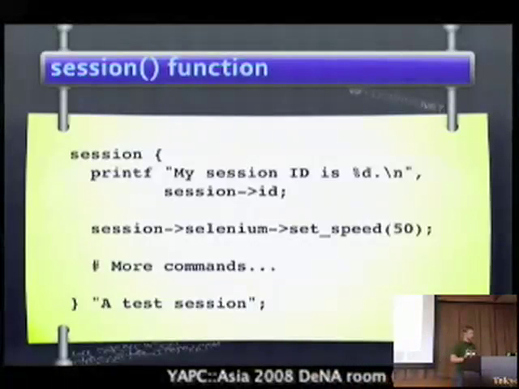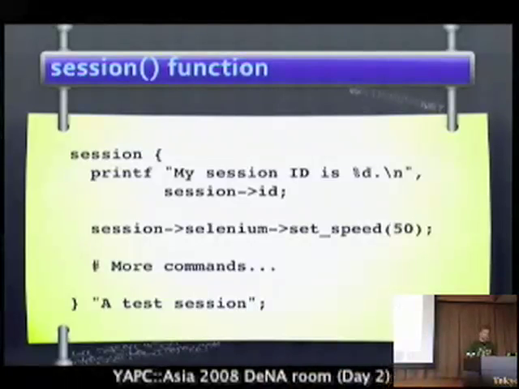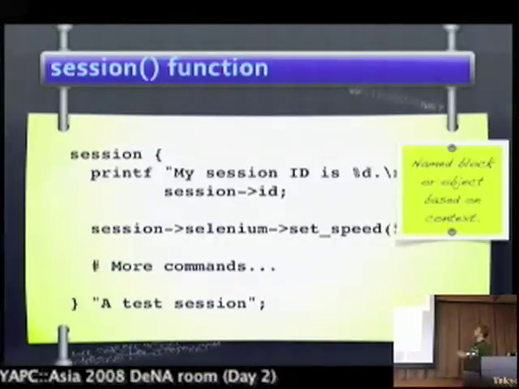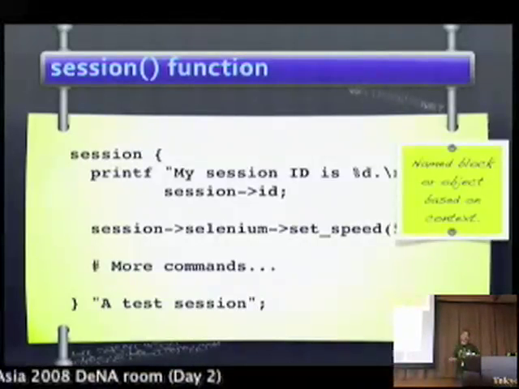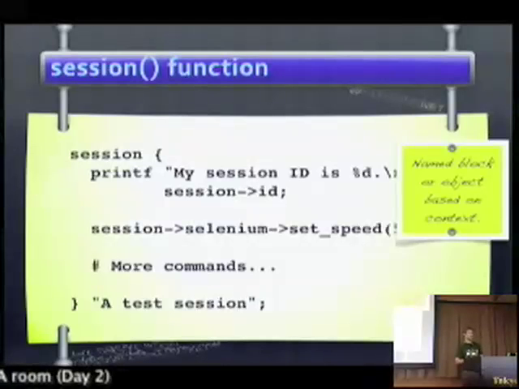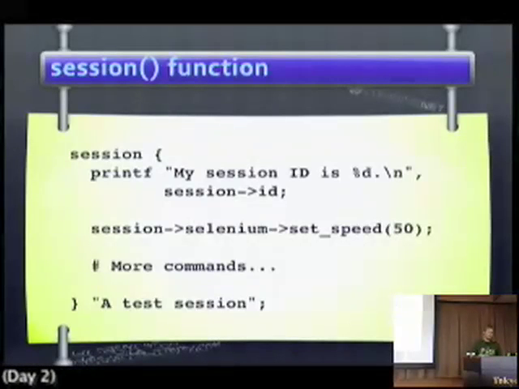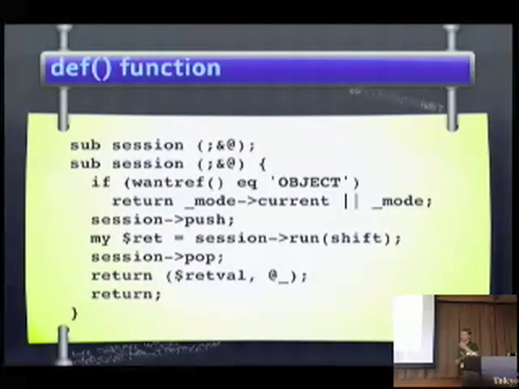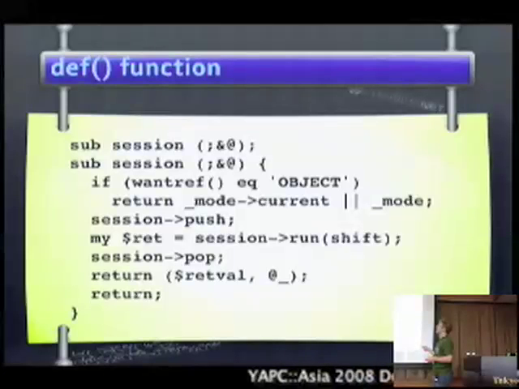This is kind of complicated, but we can talk about it a little bit. Basically, we use the name block, or we get an object, and that's based on the context and the way that you invoke the session function. So let's take a look at that. So here's a simplified version. The first thing that you'll see that we do is we declare a session with a prototype right up front, and then we declare the real session.